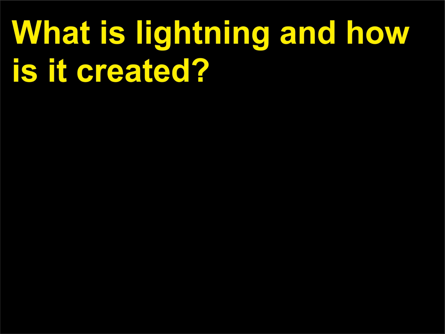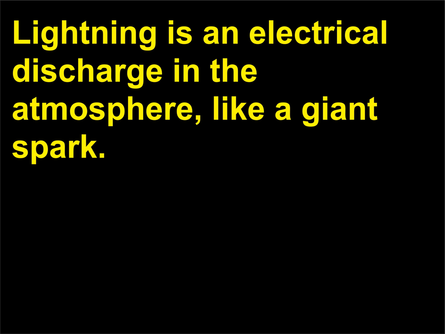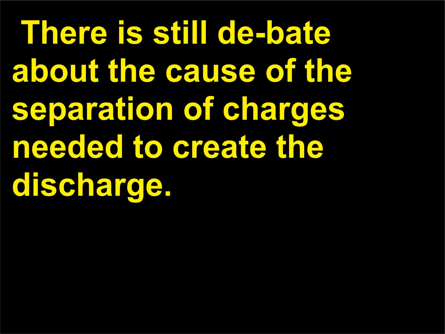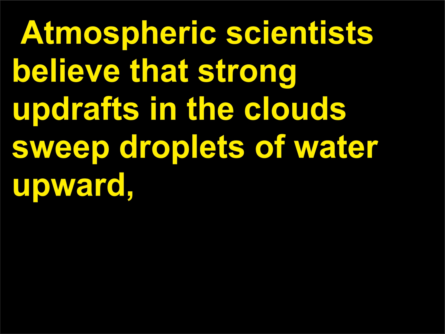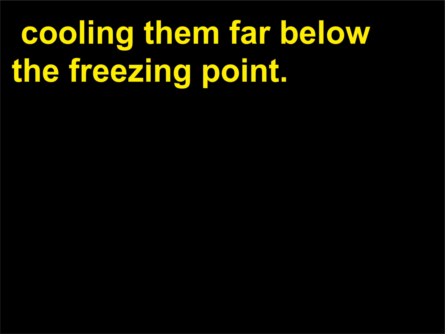What is lightning and how is it created? Lightning is an electrical discharge in the atmosphere, like a giant spark. There is still debate about the cause of the separation of charges needed to create the discharge. Atmospheric scientists believe that strong updrafts in the clouds sweep droplets of water upward, cooling them far below the freezing point.